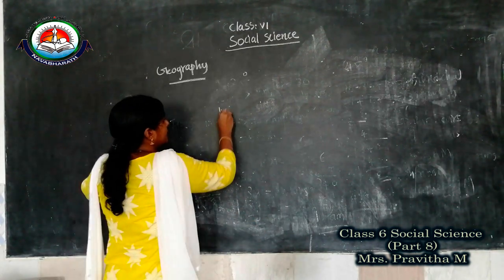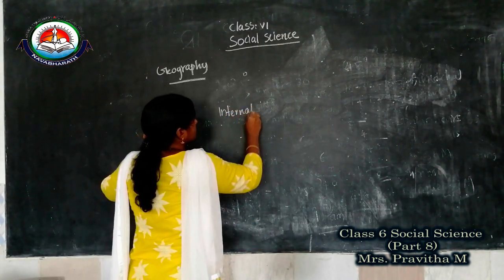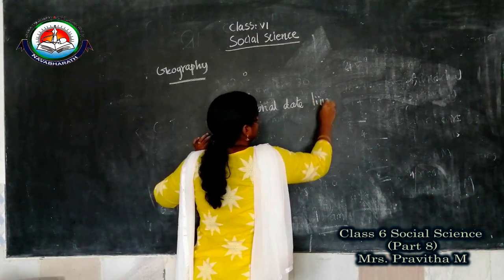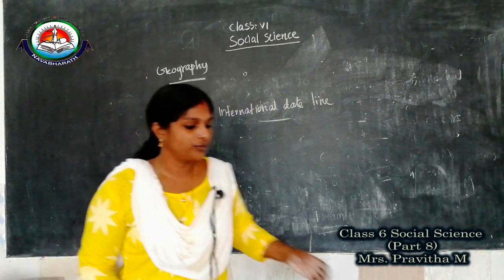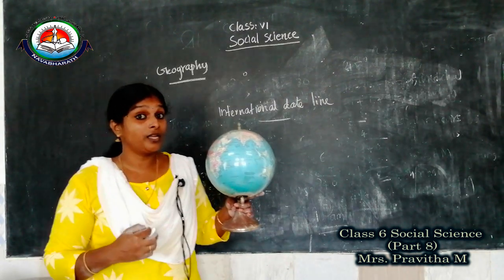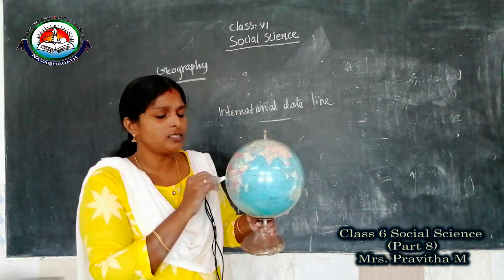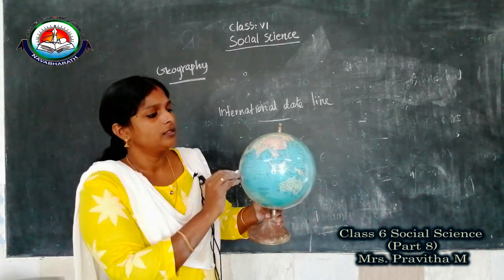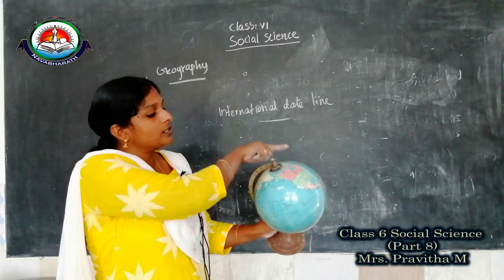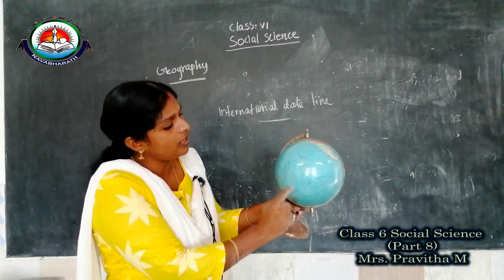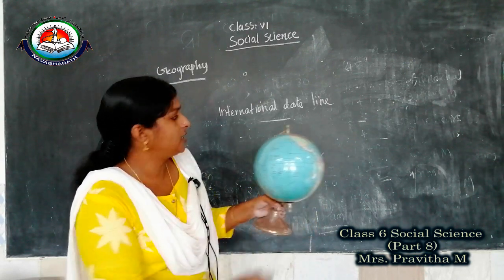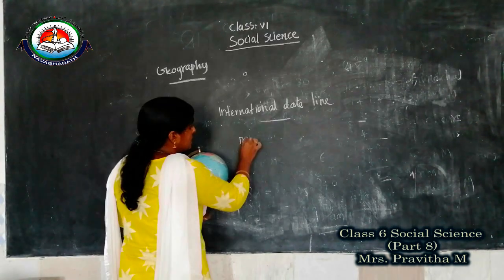International dateline. Already you know children, we discussed 0 degree longitude is known as prime meridian. Just opposite of 0 degree longitude, 180 degree longitude is there. Okay children, this is 180 degree longitude. This 180 degree longitude is known as the international dateline.